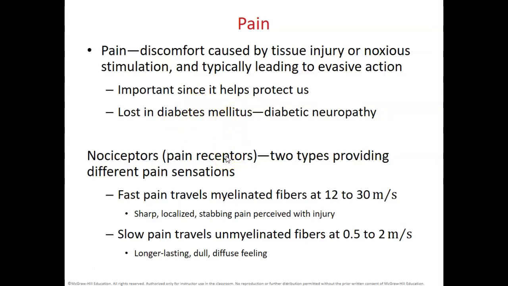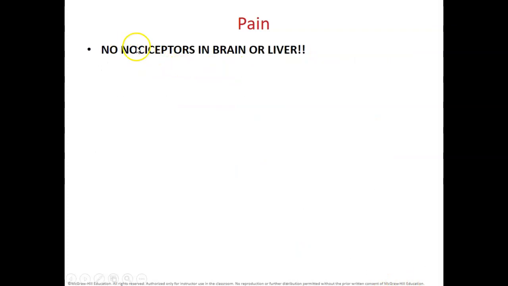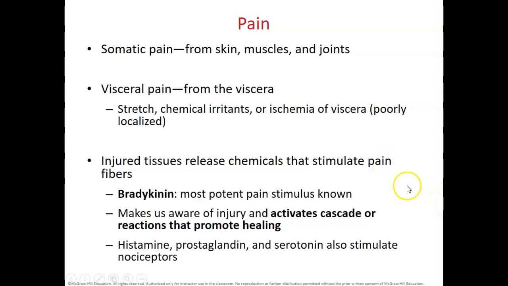The pain receptors are called nociceptors. There are two types of nociceptors that provide different pain sensations. The first type can travel the pain signal very fast through the myelinated fibers. The second type of receptors will deliver the pain signal through nerve axons that are unmyelinated. There are no pain receptors in the brain or liver. The pain receptors are located underneath the skin, muscles, joints, and some organs.